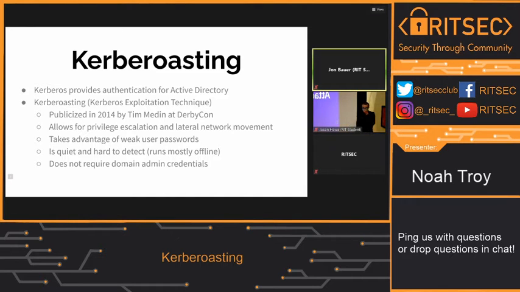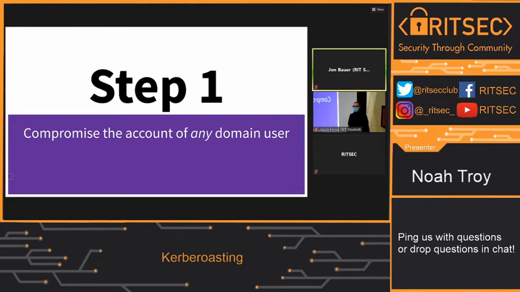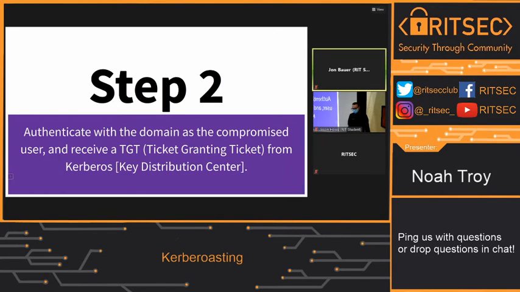So let's go over what an attack would look like. Step one, as I said, you need to have access to any domain user account. You can get this however you need, whether social engineering or maybe some sort of spear phishing attack. However it is, you have to get a first foothold so you have access to a domain user's account. Step two, this step isn't as important for the attack itself, but you have to authenticate with the domain and receive a ticket granting ticket from the Kerberos Key Distribution Center.